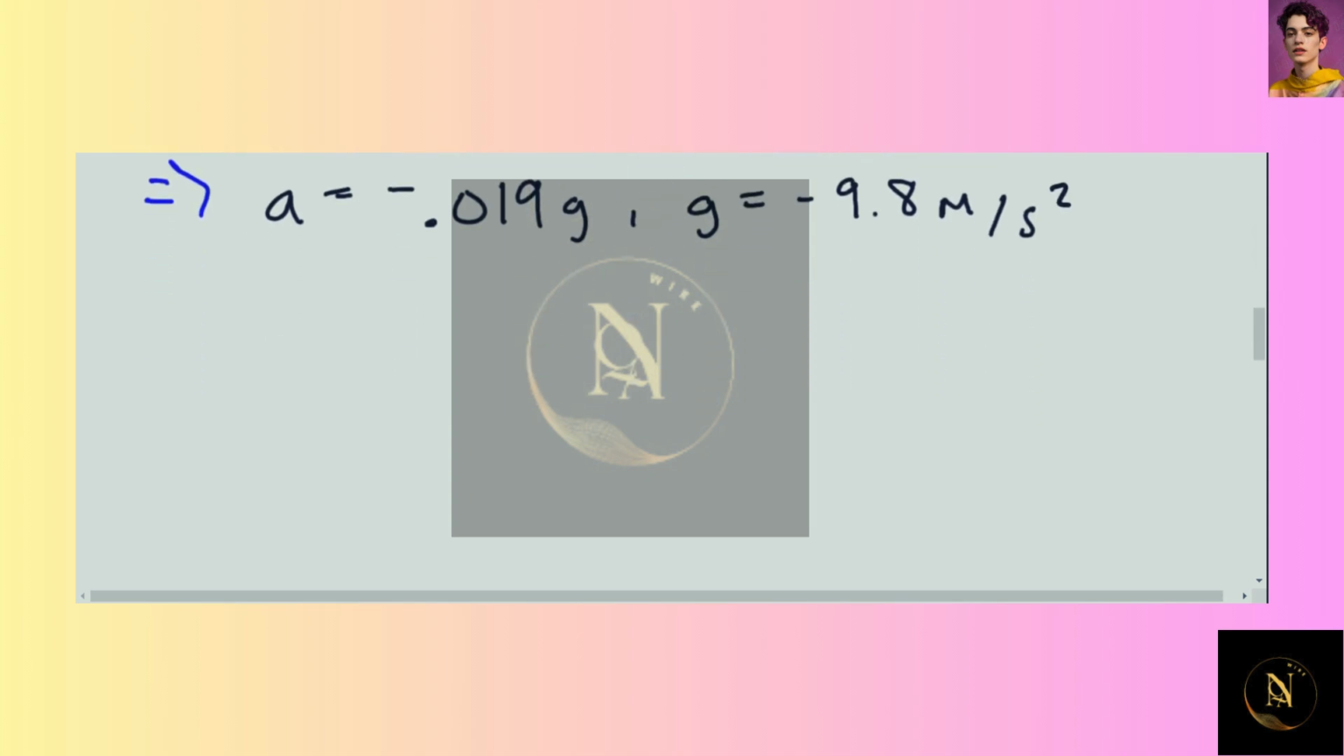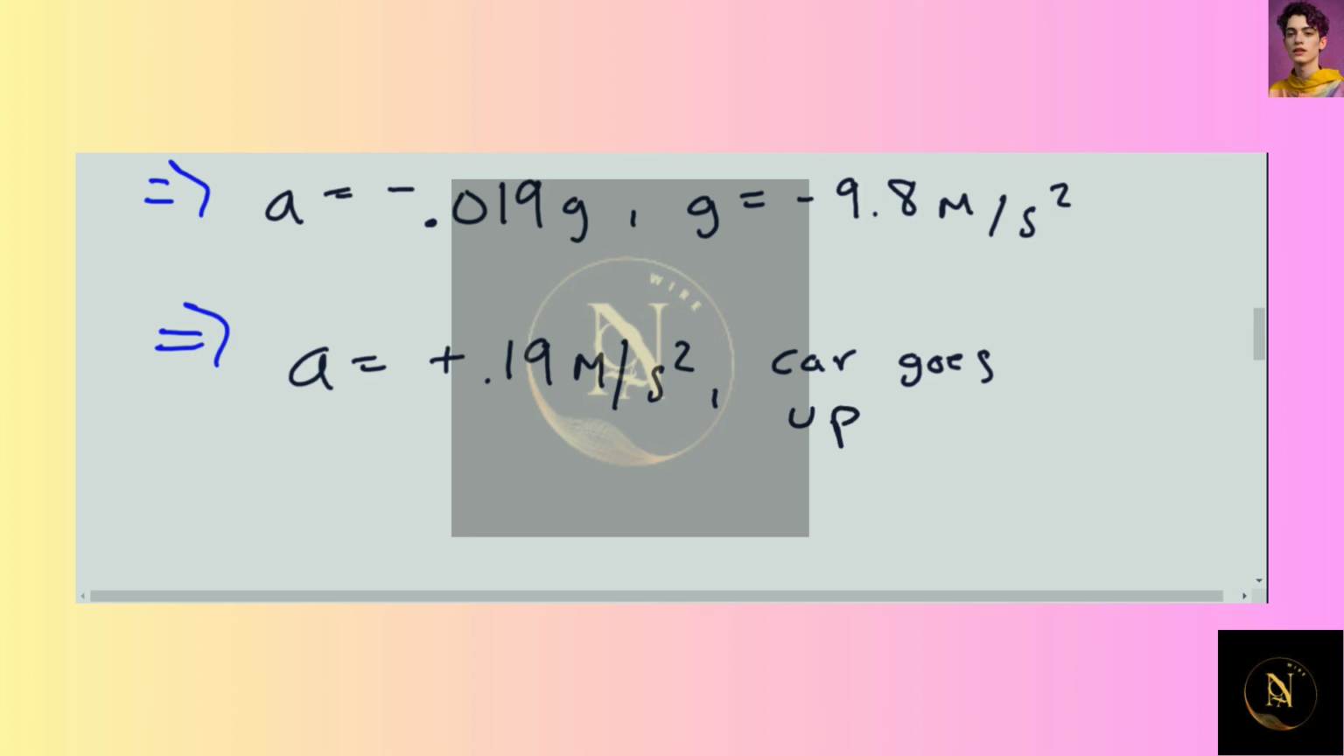So if we plug this in for acceleration, we get positive 0.19 meters per second squared. And this tells you, since it's positive, that the car goes up the ramp, given this coefficient of kinetic friction.